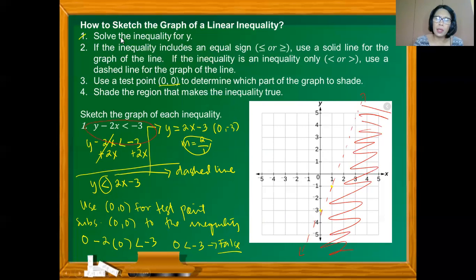So first we have to simplify the inequality. Now we have to check what inequality is being used. Since there is no equal sign here, we're going to make use of a dashed line to sketch the line represented by this inequality. And then we will do the test point. Since we have made use of (0, 0), and after substituting (0, 0) to the inequality it turned out to be a false statement, then (0, 0) should not be in the shaded region. So we only shade this region, wherein (0, 0) is not part of the shaded region. So this is the graph of this inequality.